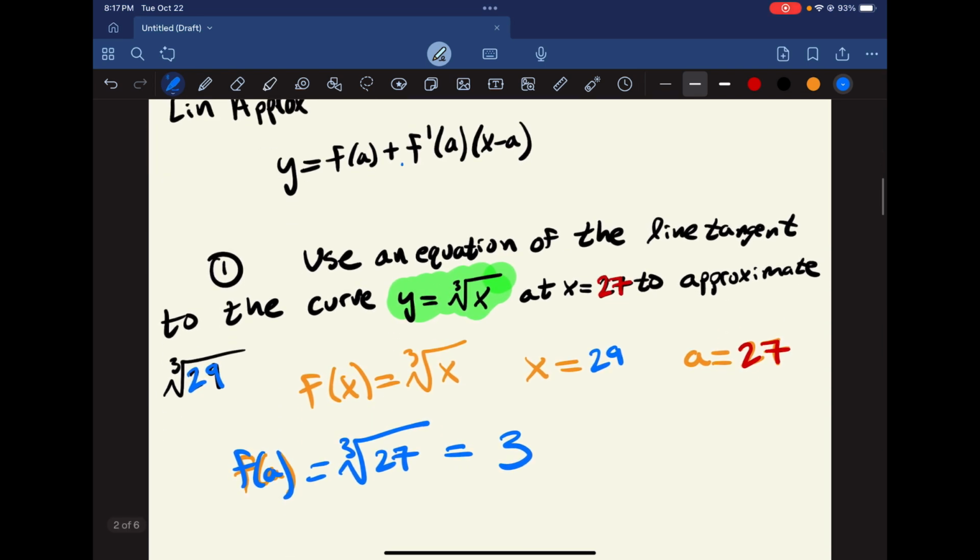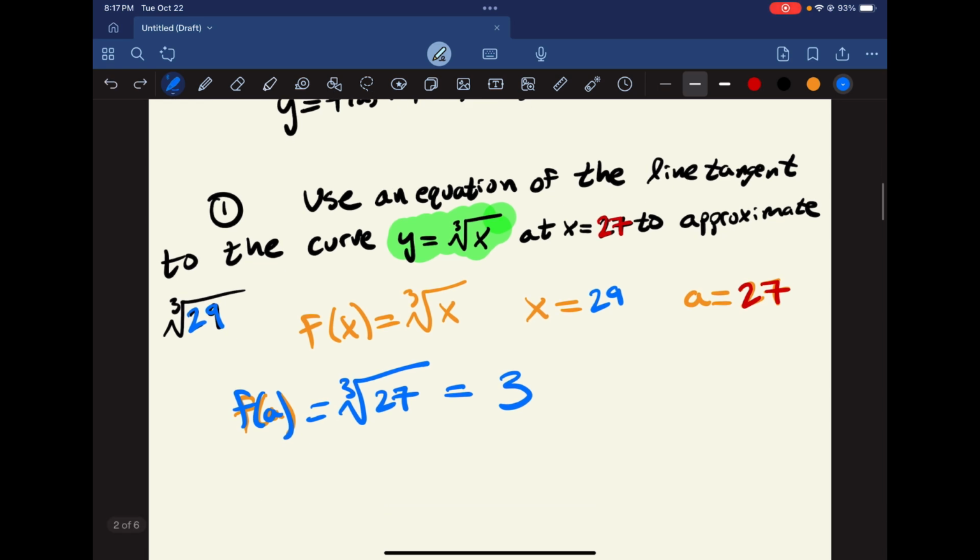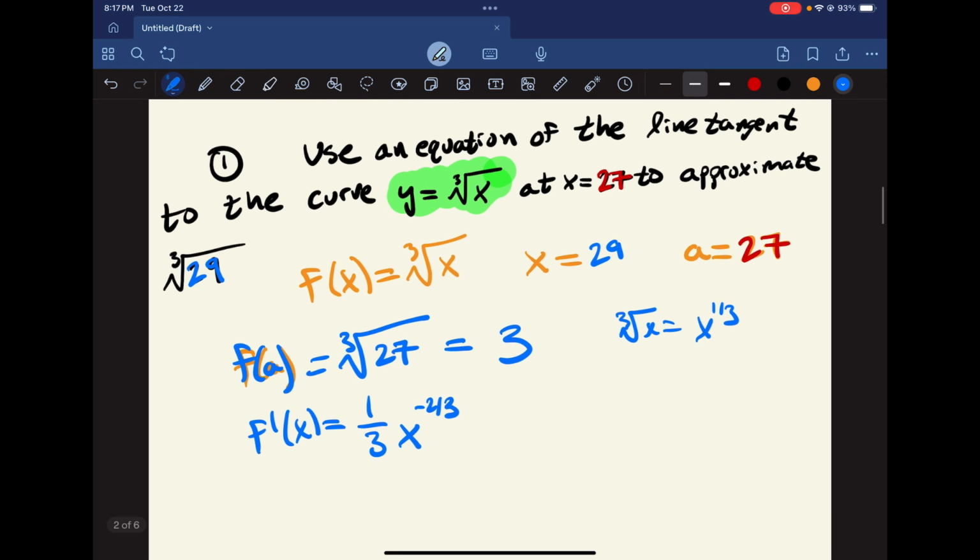we need our f prime of a. In order to find our f prime of a, we need to first find our f prime of x. So that will be the derivative of the cube root of x. Cube root of x is the same thing as x to the 1/3 power. So the derivative of that would be 1/3 x to the negative 2/3, right? Basic power rule problem. You subtract 1 from the power, and then you drop that 1/3 down. And this can also be rewritten as 1 over 3 times x to the 2/3.